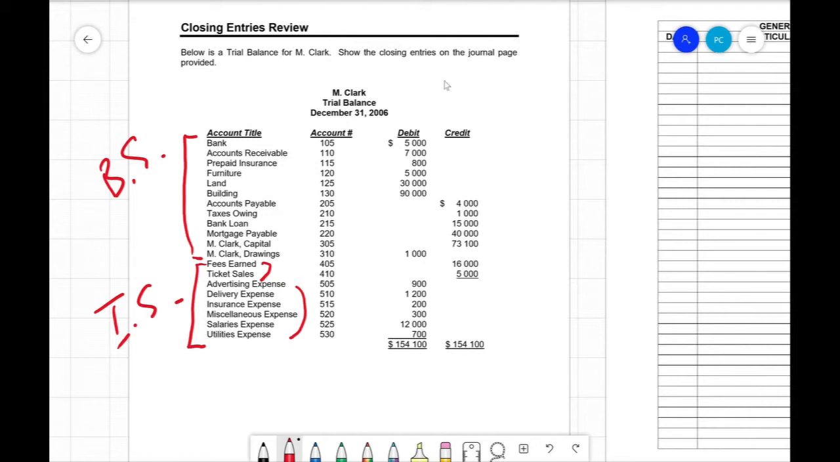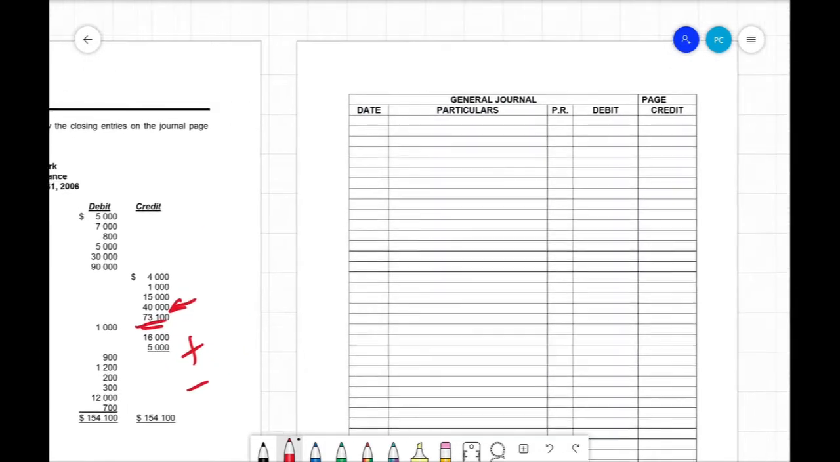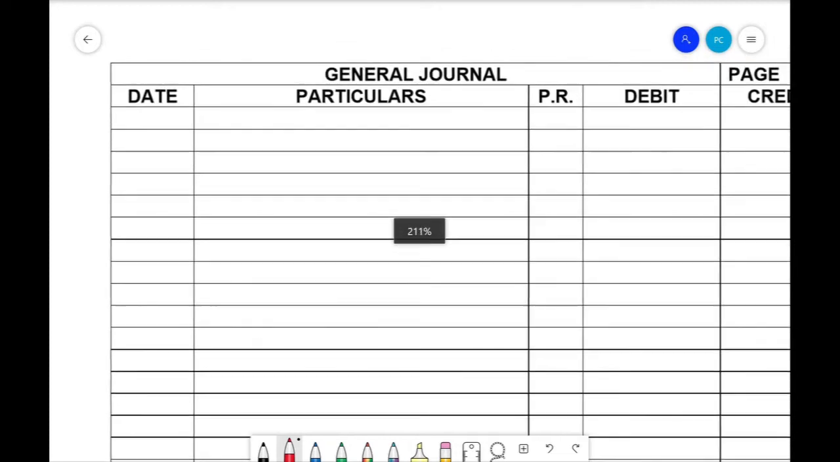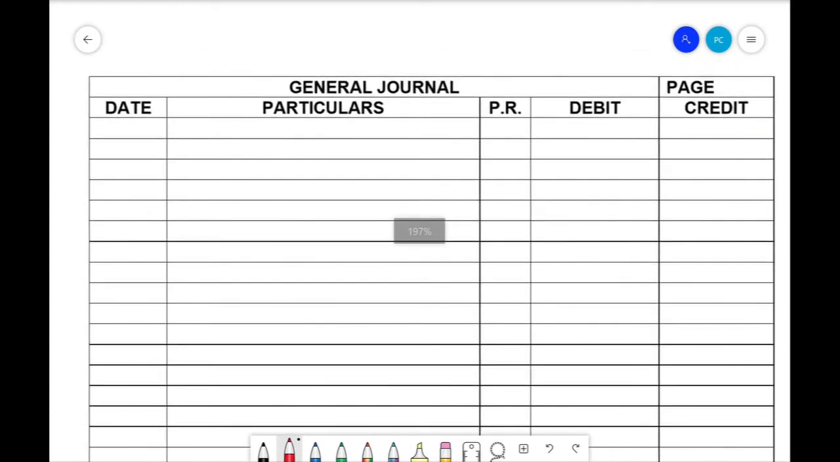Basically, you're figuring out how much you added or subtracted during the course of business, and then you take that and add it into the capital account. Drawings is also going to be affected, but let's see what that looks like. Most of the work is done with the income statement accounts. So how do we do it?